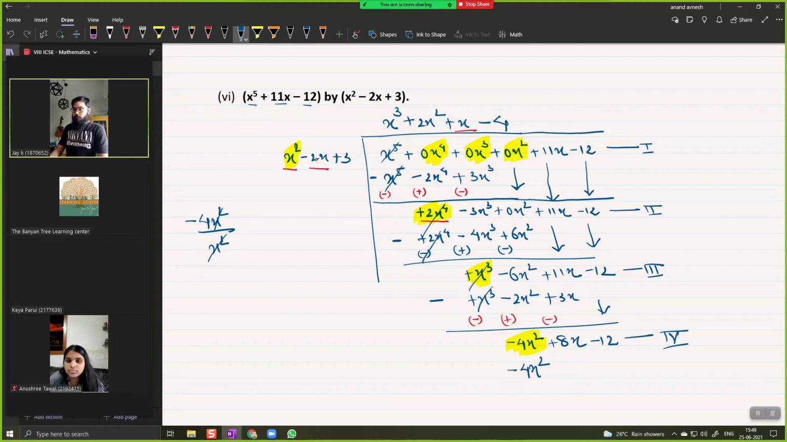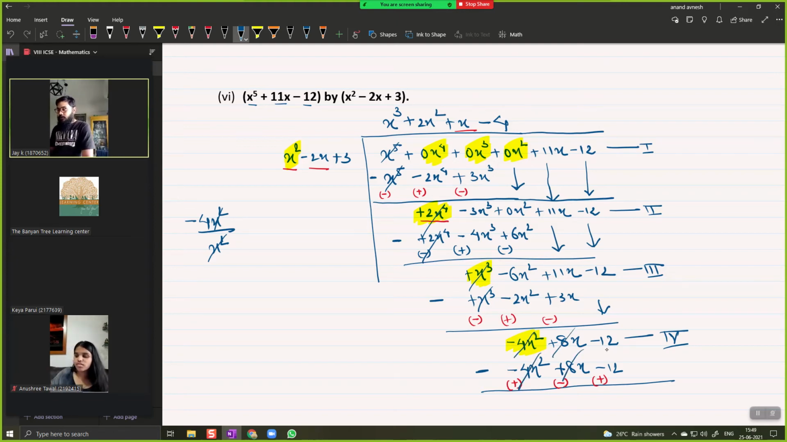Minus 4 times minus 2x will be plus 8x, because minus minus is plus, and minus 4 times plus 3 is minus 12. Then you draw a line, write a minus sign, and change all the original signs: plus, minus, plus. Minus 4x square plus 4x square will get cut, plus 8x minus 8x will get cut, minus 12 plus 12 will get cut, and the remainder comes out to be 0. This is the remainder, and this is your quotient, which is the answer.